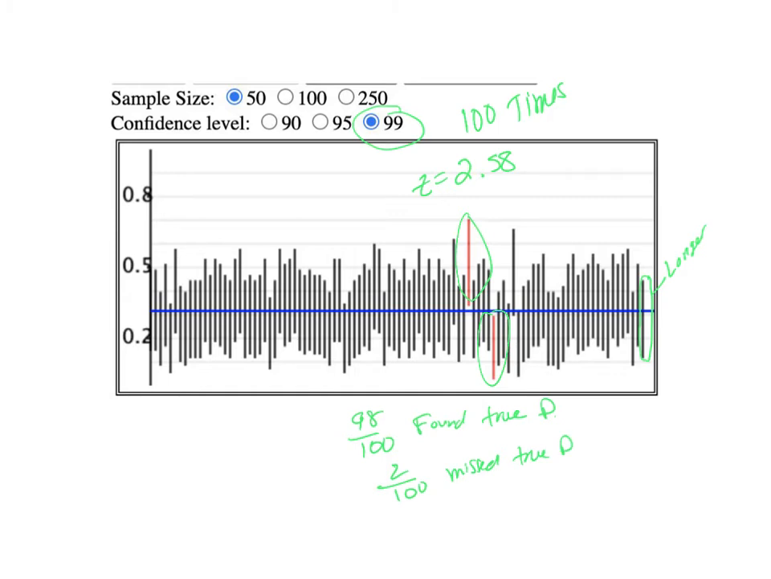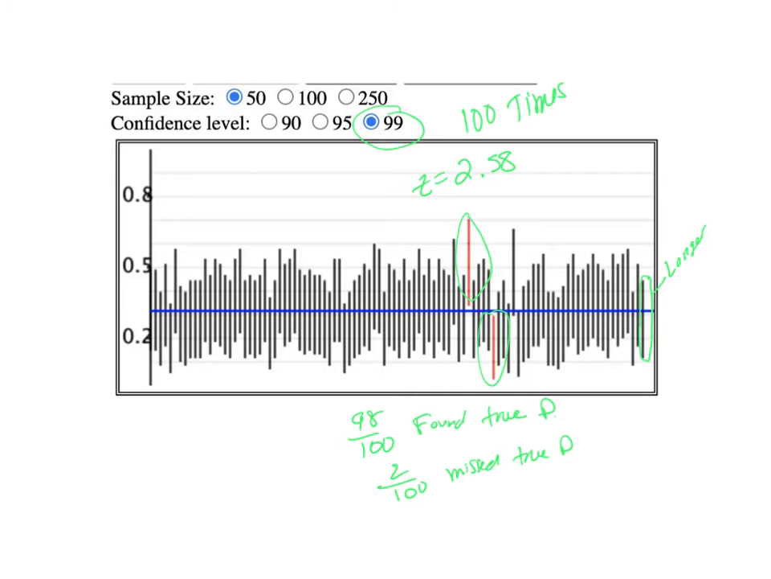So when I use 99% confidence, I'm more sure that I've captured the true proportion. But if you look, the interval is so long now that my margin is almost 30% wide. So yeah, I know it's in there, but I haven't really pinpointed it.